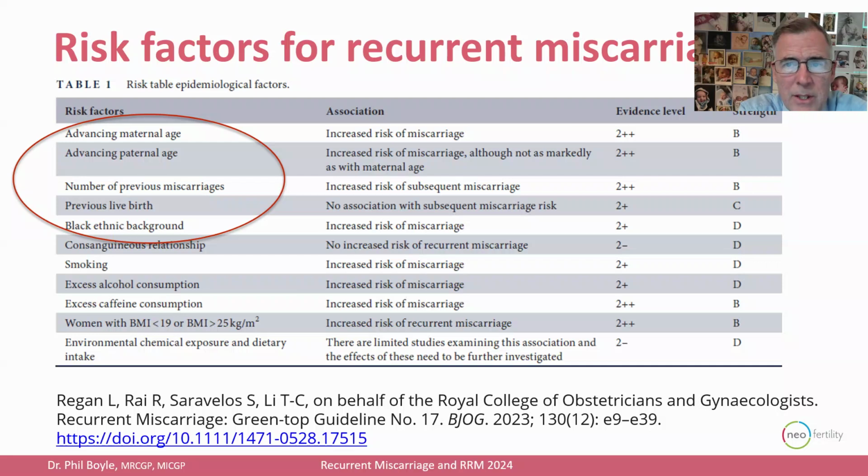And then you have these identifiable risk factors for recurrent miscarriage. They show a strong level of evidence that with advancing maternal and paternal age, your risk of miscarriage just goes up. That's a given. The more previous miscarriages you have, the more likely you are to have additional miscarriages. And surprisingly, if you've had a previous live birth, that does not guarantee that you're safe from future miscarriages. It doesn't offer the level of protection you would think.